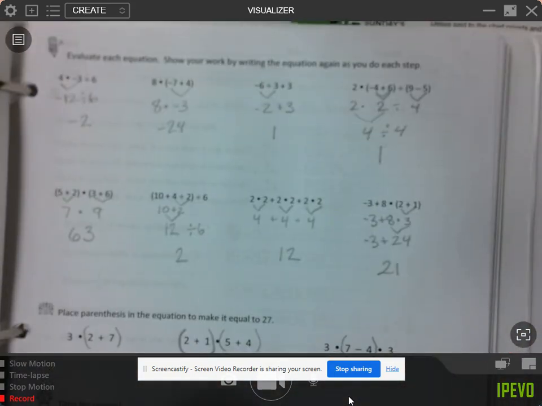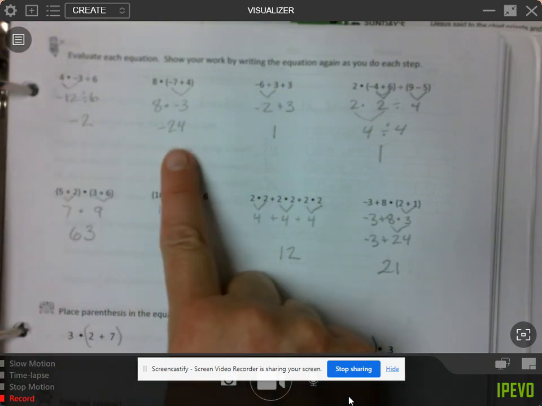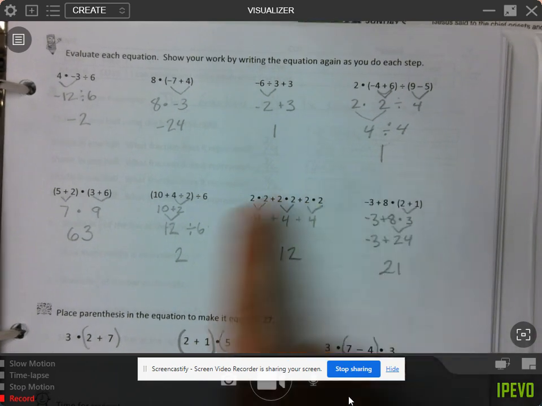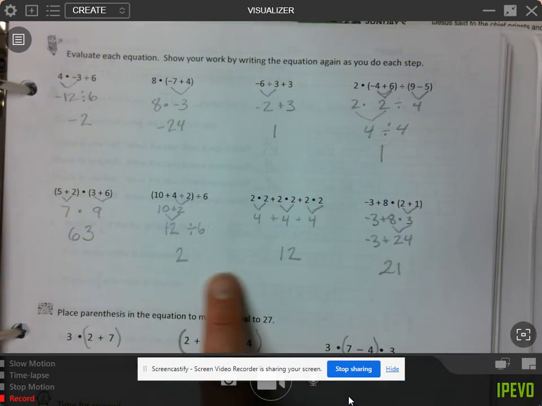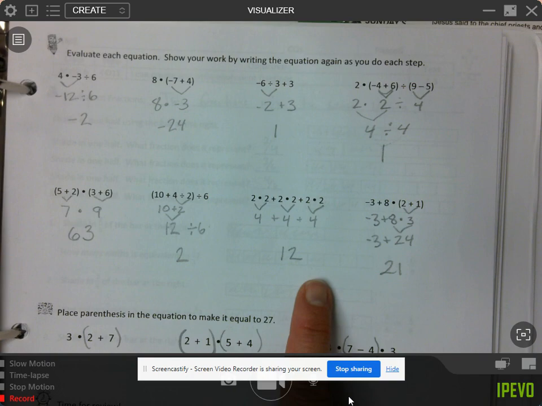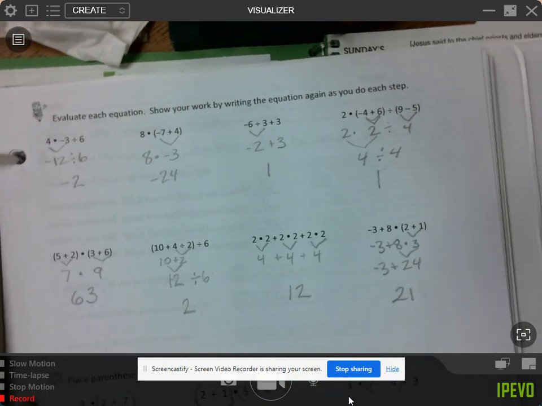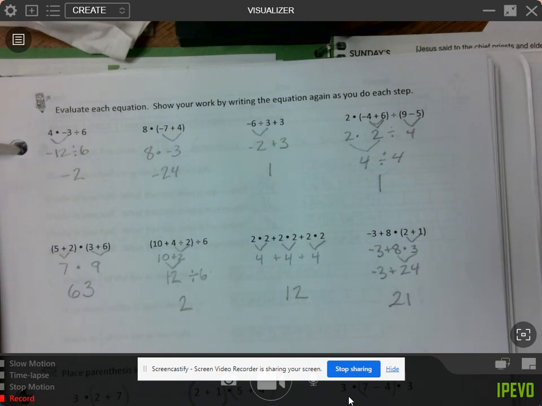Now let's correct our second page. We have -2, -24, 1, and 1. And we have 63, 2, 12, and 21. Anybody have any questions on how I got any of those answers? Callie?